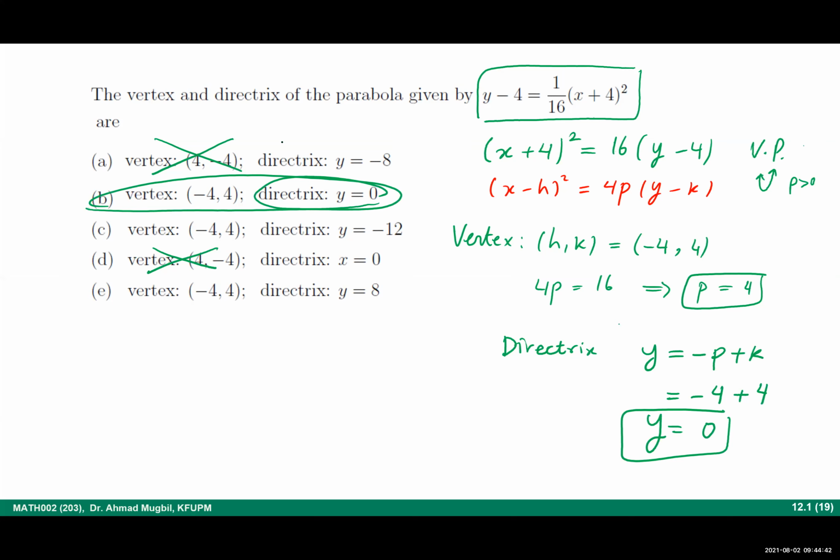And 5 students chose this choice. Good. Be careful, ya shabab.